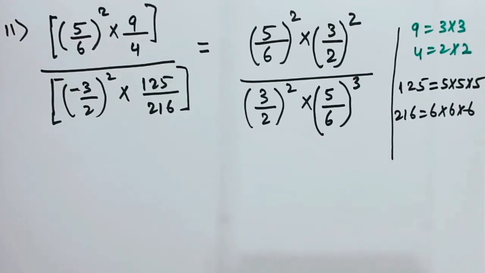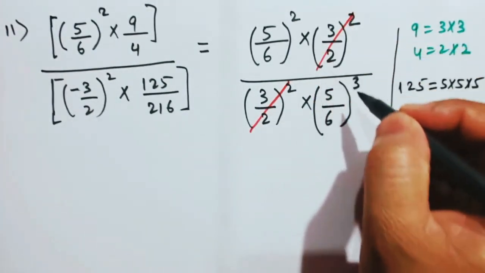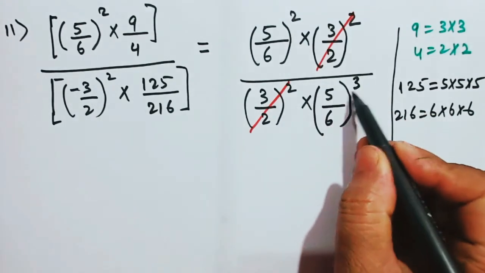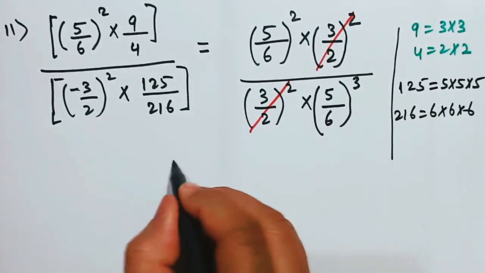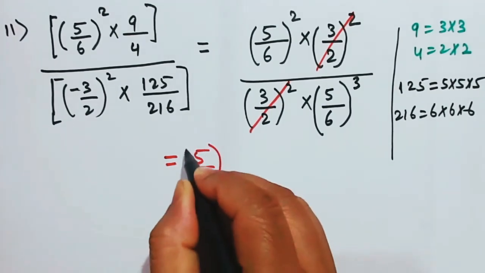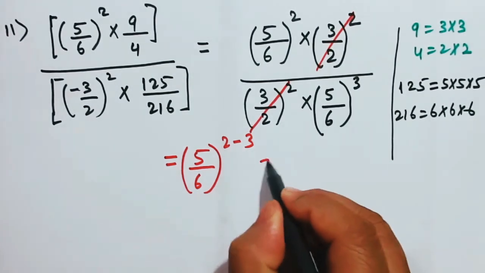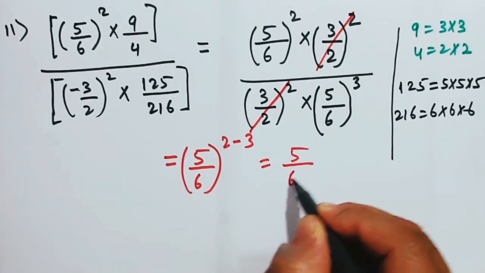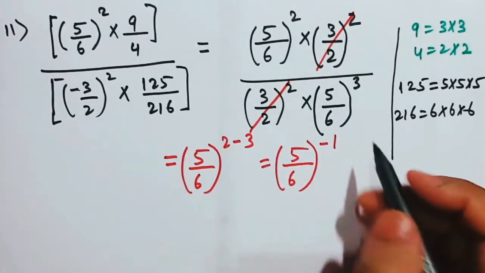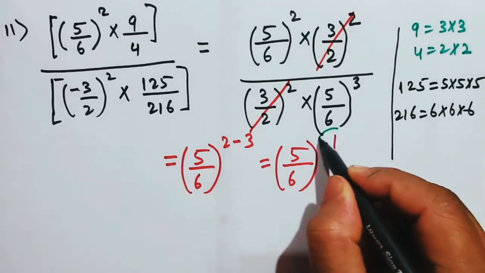Now the next part is our observation, and my observation says that this will get cancelled, 5 by 6 to the power 2 and 5 by 6 to the power 3. Therefore this can be written as 5 by 6 to the power 2 minus 3, which is equal to 5 by 6 to the power minus 1. But we have to write the exponent in positive form. This is negative form.